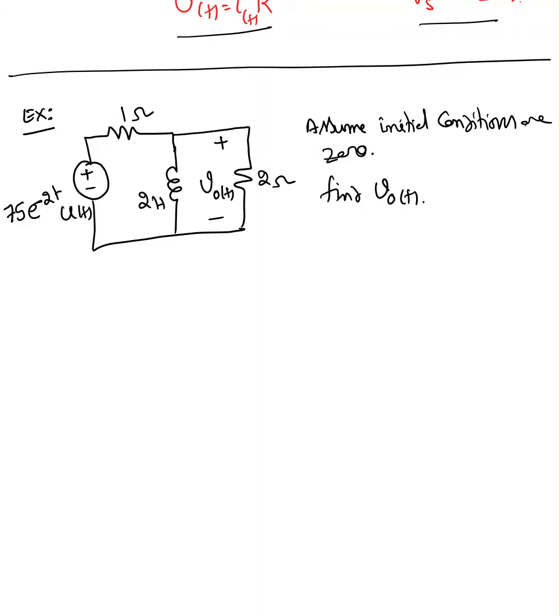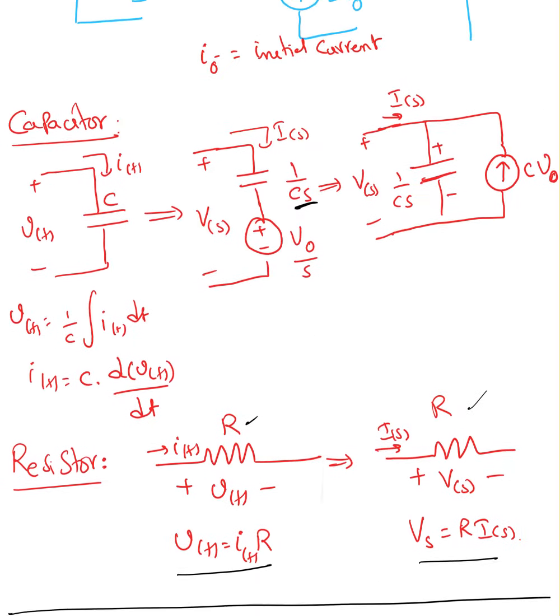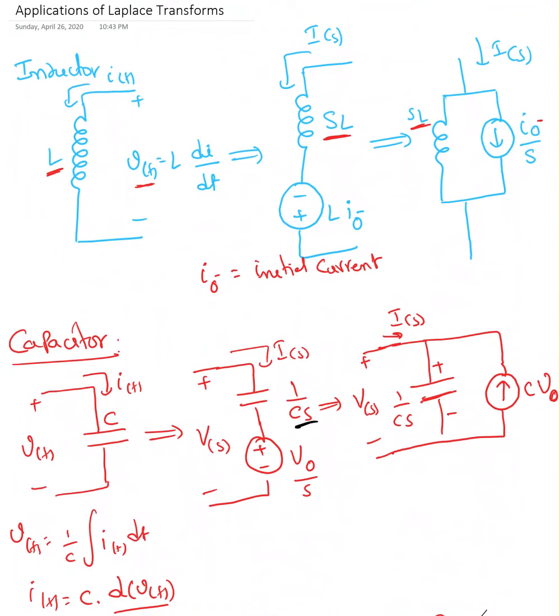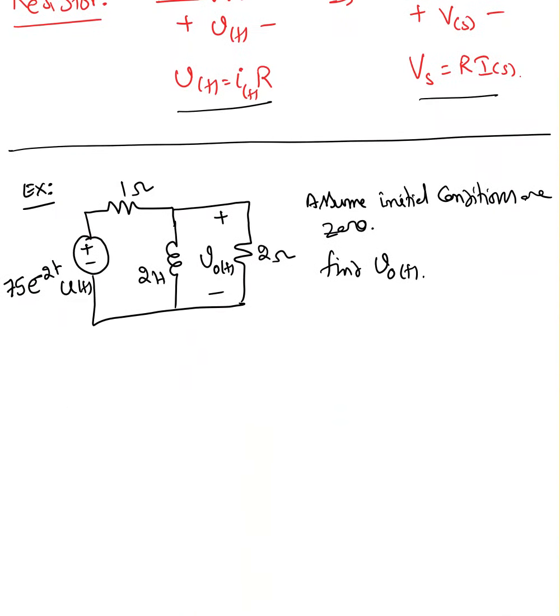So initial conditions are 0, which means there is no current passing through the inductor initially. Basically, when I convert this into S domain, here is an inductor. The voltage here is going to be 0 because there is no initial current passing through it. The first step, what we need to do, is convert the given circuit into S domain.